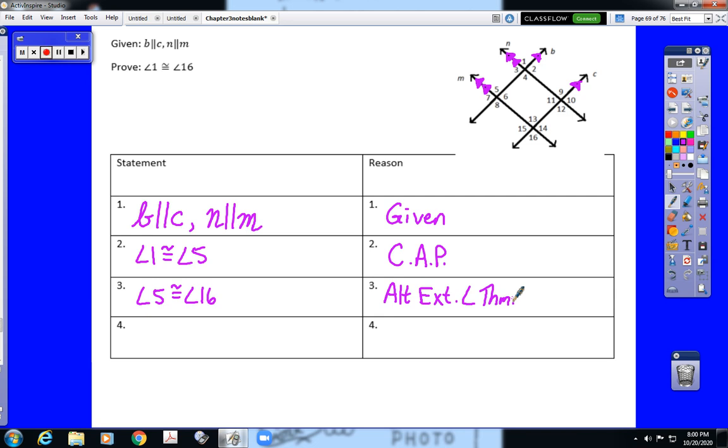Now, this is enough information in itself for us to finish this proof because we have a property from earlier in the chapter. It's actually back in chapter 2. We said in section 2.8, chapter 2, section 8, that the reflexive, symmetric, and transitive properties apply to angle congruence.